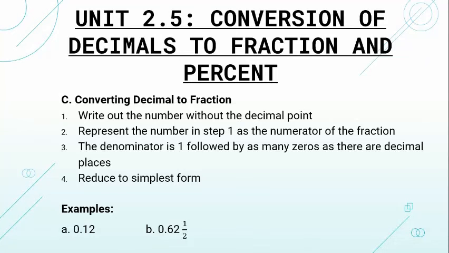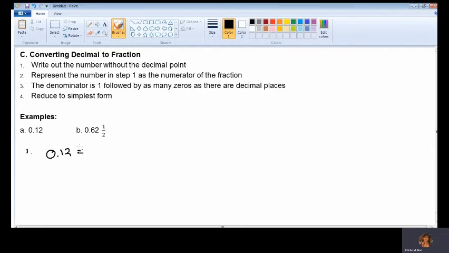Let's have an example. 0.12, we're going to convert this into a fraction. That will be over 100. And then, do you think this is the answer? That is no. Remember, we always need to simplify all the fractions. So that will give us an answer of 3 over 25. Okay, let's have example number 2.